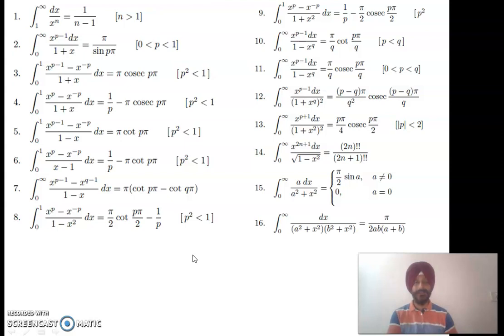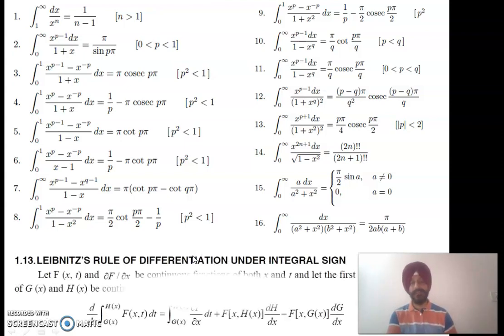One particular result is applied in integral equations many times, and that is the Leibniz rule of differentiation under the integral sign. I suppose students are not familiar with this result. Let f(x,t) and its partial derivative with respect to x be continuous functions of both x and t, and let the first derivatives of g(x) and h(x) be continuous. Then the derivative of the integral from g(x) to h(x) is equal to the integration from g(x) to h(x) of the partial derivative of f with respect to x dt, plus f(x,h(x)) into the derivative of h with respect to x, minus f(x,g(x)) into the derivative of g with respect to x. So this is the Leibniz rule of differentiation under the integral sign. Many times we repeat these results in our further study also.